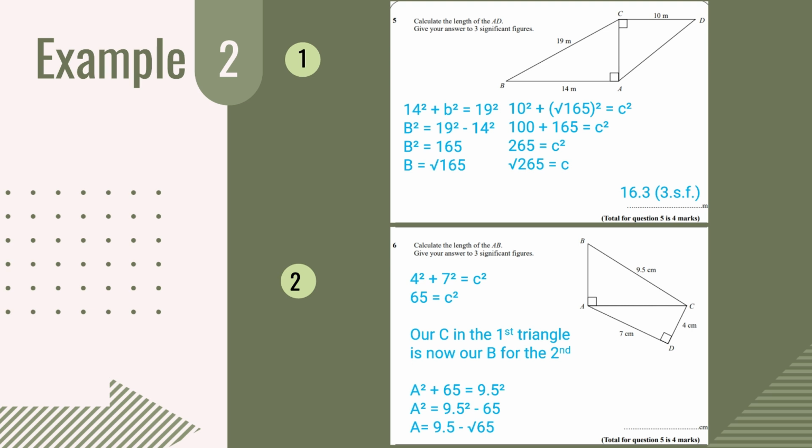As I've stated, our C value in our first triangle is now our B value for our second triangle. So, A squared plus 65 equals 9.5 squared. And we can rewrite that as A squared equals 9.5 squared minus 65. We square root the whole equation to get A equals root of (9.5 squared minus 65), which then gives us an answer of 5.02 to three significant figures.